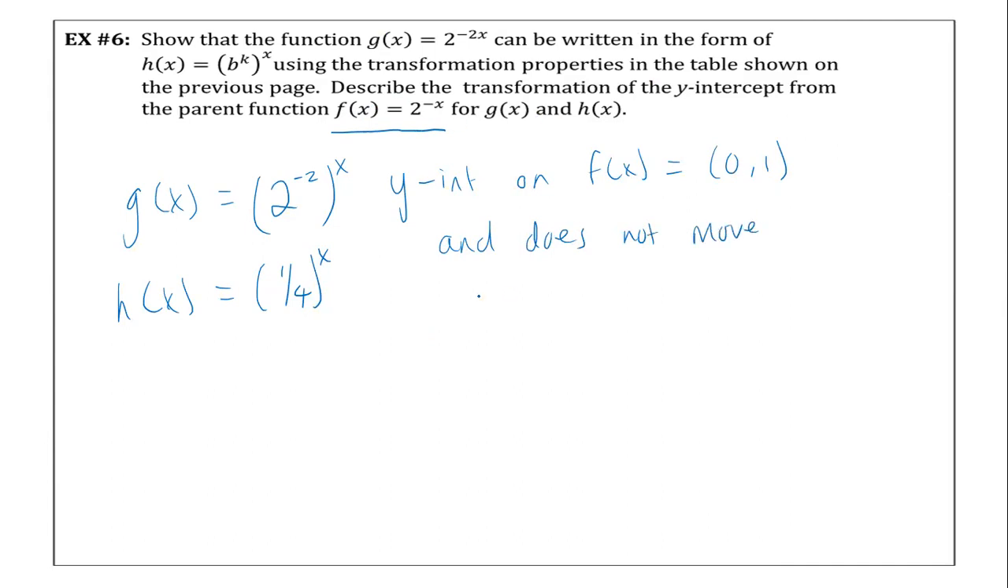It does not move for any of the transformations. It doesn't move on g of x or h of x. Yep, they're just written two different ways. These are equivalent functions. Okay, and the reason being is because anything to the 0 power is 1. Unless I have some type of vertical shift or horizontal shift, it's not going to change that fact because all I'm doing is multiplying by 0. Okay.